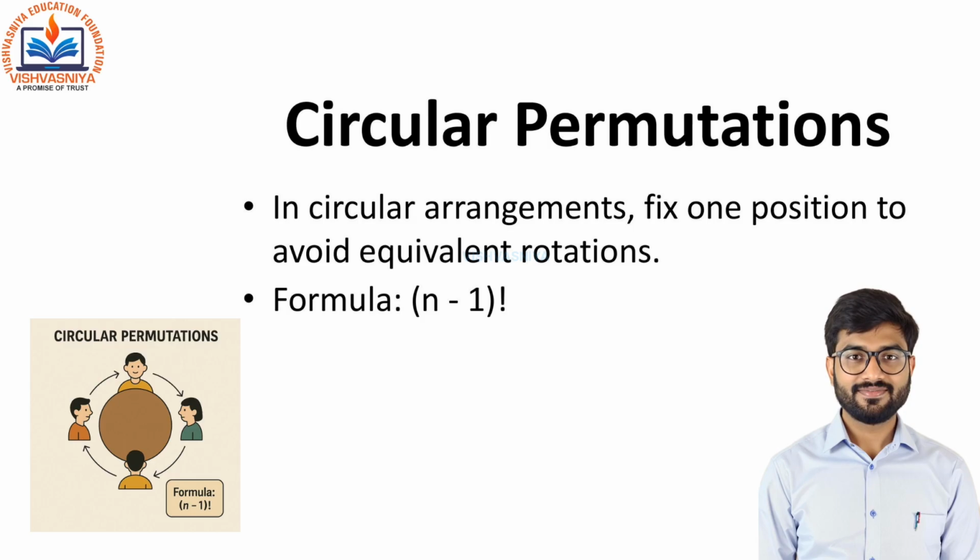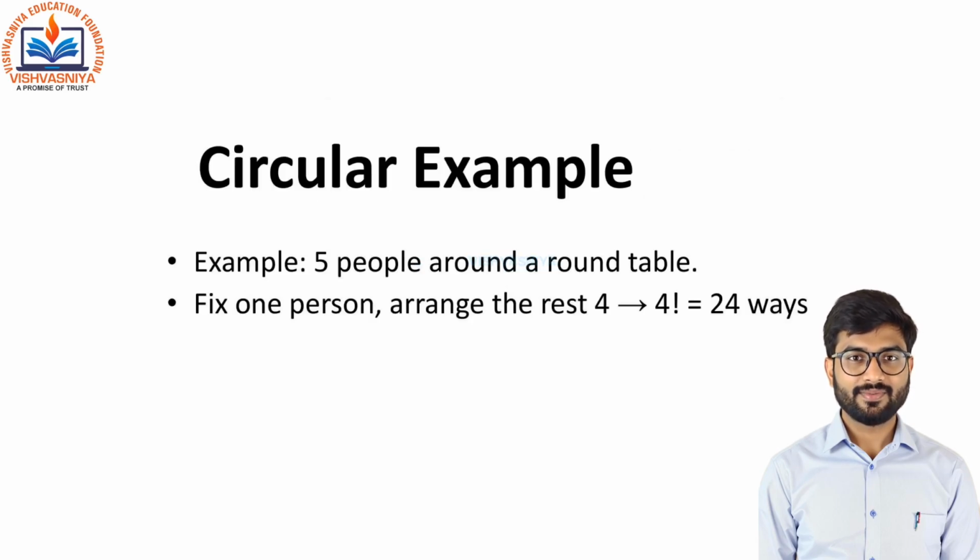The formula is as follows. n minus 1 factorial. Let's understand this with an example. 5 people around a round table. Fix one person. Arrange the rest for 4 factorial equals 24 ways.